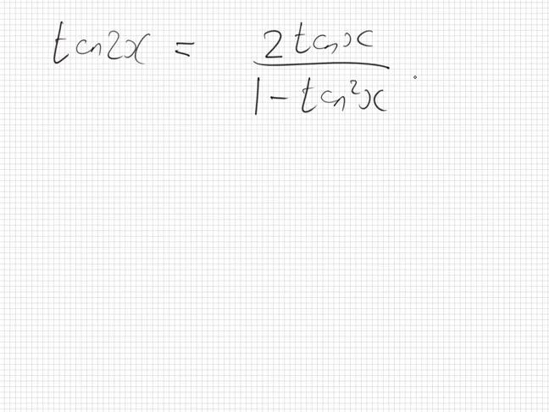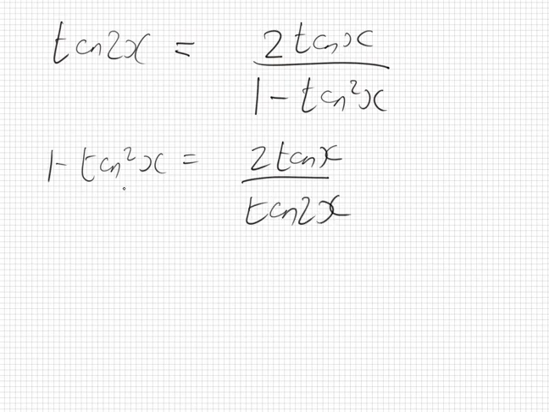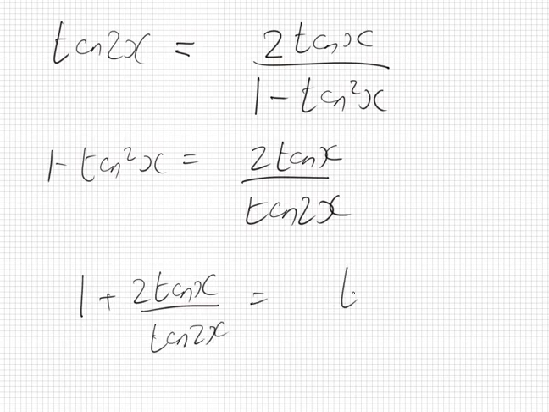We'd have to rearrange it though to get the tan squared out. So I'd get 1 minus tan squared x equals 2 tan x over tan 2x. So after a little bit of rearranging, I'd get 1 plus 2 tan x over tan 2x equals tan squared x. Sorry, I have the sign wrong here, thanks. That should be minus 1 here.